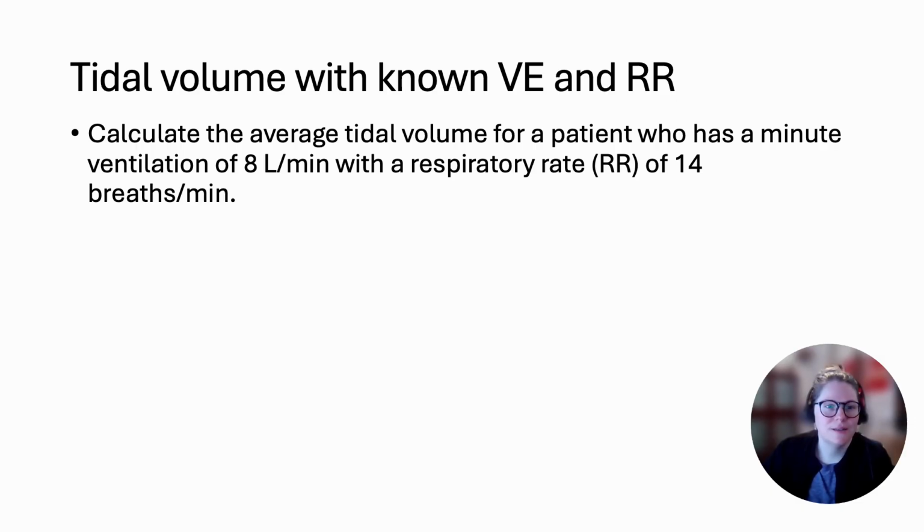All right, let's go ahead and solve this problem. So we are talking about tidal volume with known minute ventilation and respiratory rate. So let's go ahead and read it. Calculate the average tidal volume for a patient who has a minute ventilation of 8 and a respiratory rate of 14 breaths per minute. Okay, so let's start out by figuring out our equation.